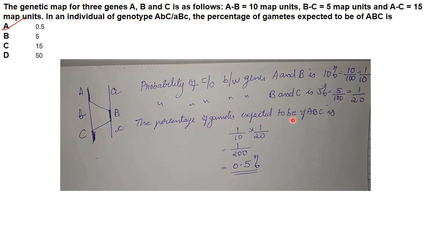Now percentage of gametes expected to be capital A, B, C is probability of crossover between genes A and B into probability of crossover between genes B and C. So 1 by 10 into 1 by 20, 1 by 200. If you convert it into percentage, you will get as 0.5%. So the answer here is option A.